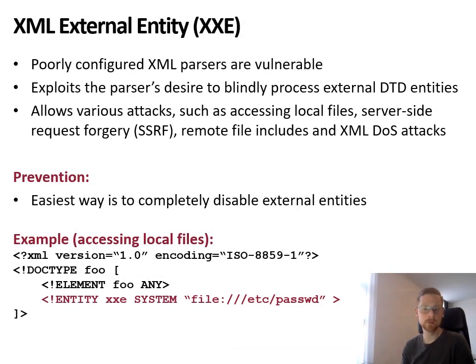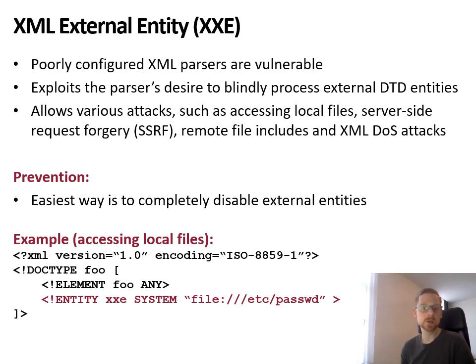A second well-known vulnerability are XML external entities, or XXE. These usually result from poorly configured XML parsers, where the parser's desire to follow and process external DTD entities is exploited. This allows a wide range of attacks such as accessing local files, server-side request forgery, remote file inclusions, and XML DDoS attacks. Prevention is quite easy by completely disabling the use of external entities in the XML parser.